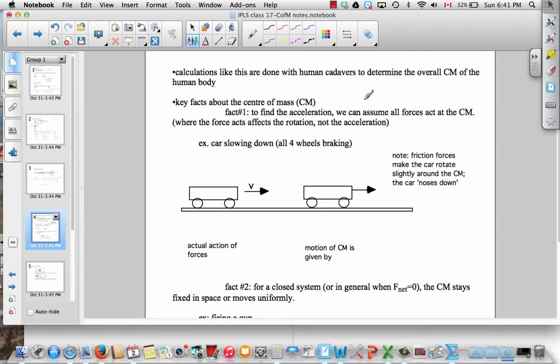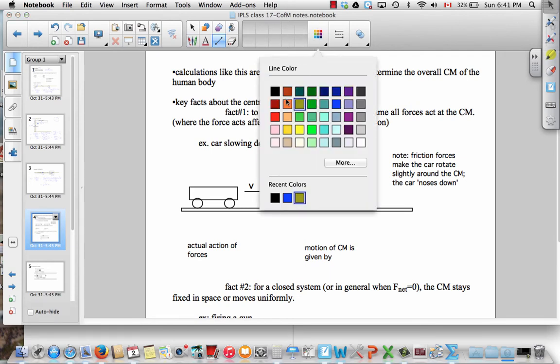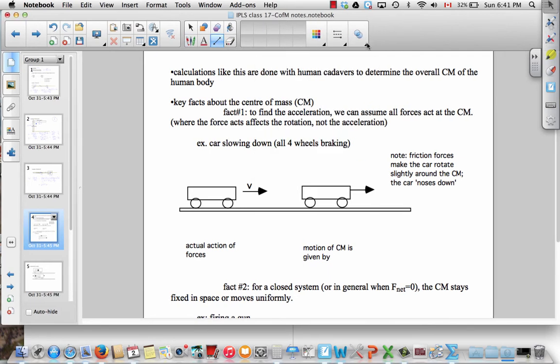Now, center of mass is an important concept in physics for several reasons. First of all, when we're doing force analysis, if we're just trying to find the acceleration of the object, we can pretend that all forces act at the center of mass.